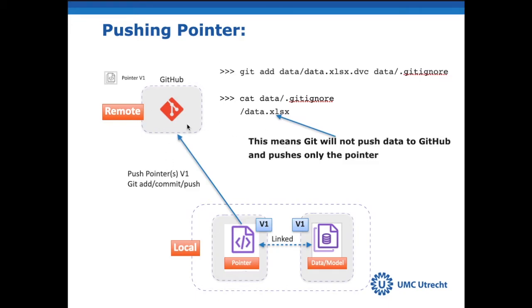This means, yeah, when you do this line, this was exactly the question that I was asked. I think it was you, Sander. Yeah. So what does the .gitignore do? When you use the cat command on the .gitignore, you would see this inside it. So data.xlsx is git ignored. This means Git will not push this data to GitHub and pushes only the pointer. So any questions so far?